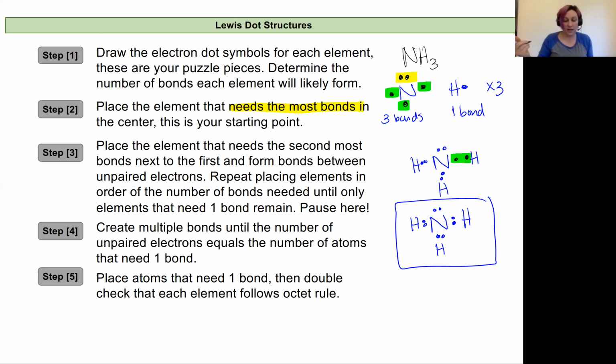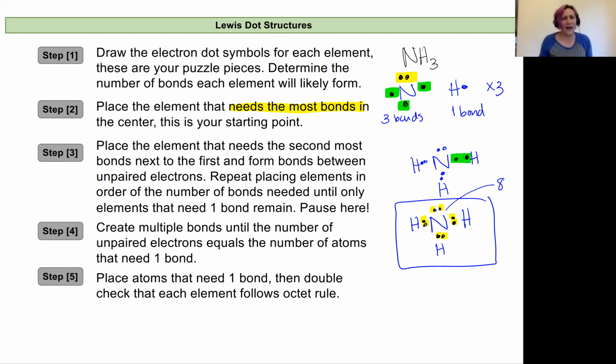And I can double check it at this point. I could double check that my nitrogen needs to have 8, and let's go through and highlight these: 1, 2, 3, 4, 5, 6, 7, 8. Great. So I have 8 electrons around my nitrogen, so it's satisfying the octet rule. Each of my hydrogens has 2, so it's satisfying the Duet rule. And that's how I build Lewis dot structures in a very simple form.